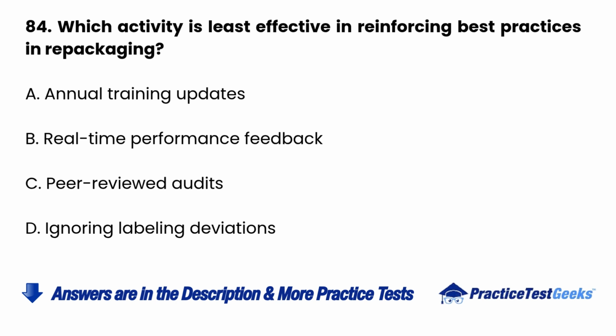84. Which activity is least effective in reinforcing best practices in repackaging? A. Annual training updates. B. Real-time performance feedback. C. Peer-reviewed audits. D. Ignoring labeling deviations.